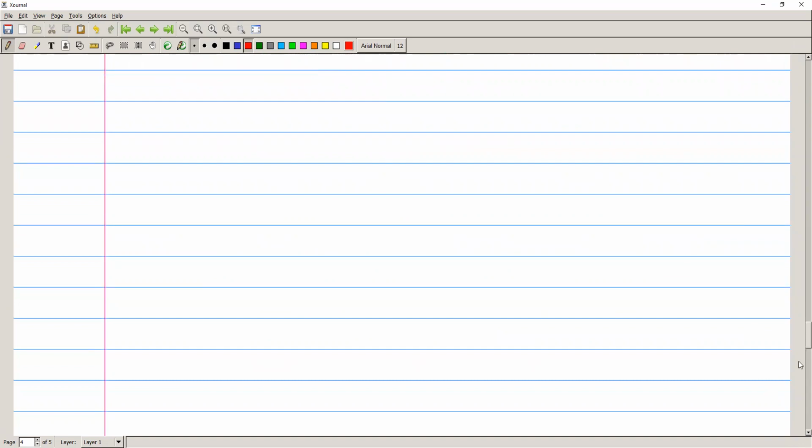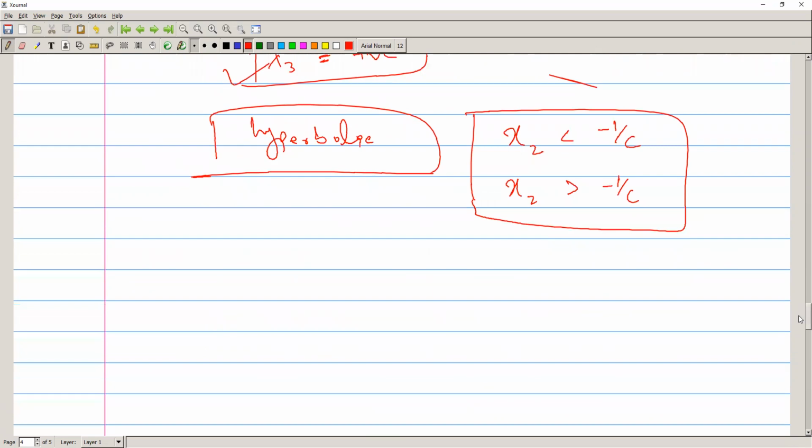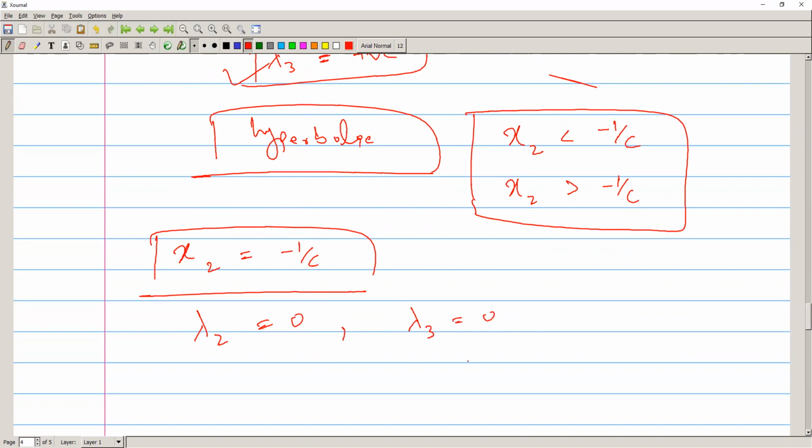And for x2 equal to -1/c, we'll get lambda 2 equal to 0 and lambda 3 equal to 0. So it will be parabolic, right? We already discussed this case.